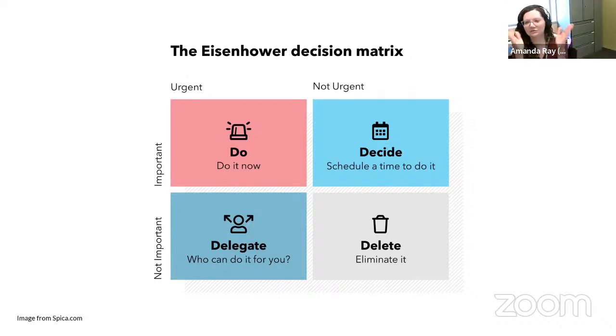And I think this is another good visual when you are coming up with things that you need to accomplish: how does it fit in the Eisenhower matrix? Is it something that needs to be done right now? Can it be done later? Can someone else do it? Or is it not worth your time?